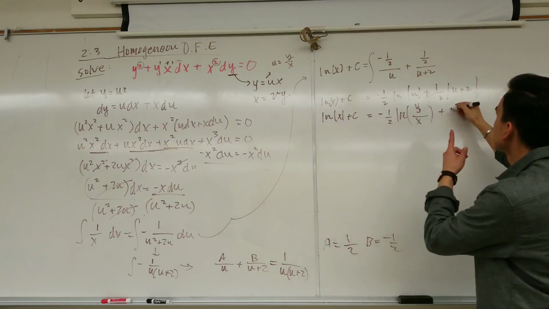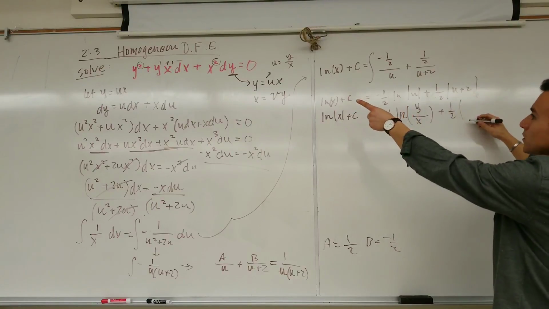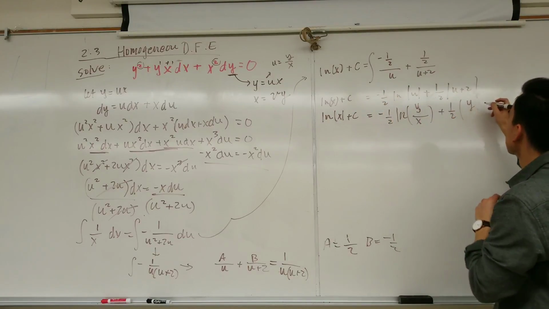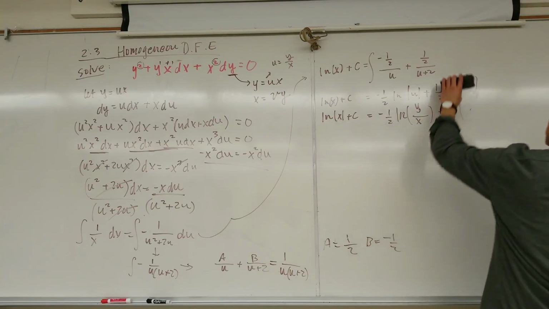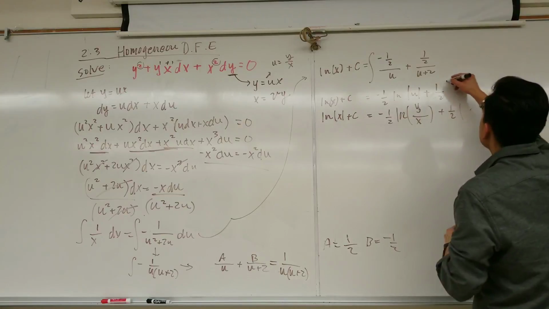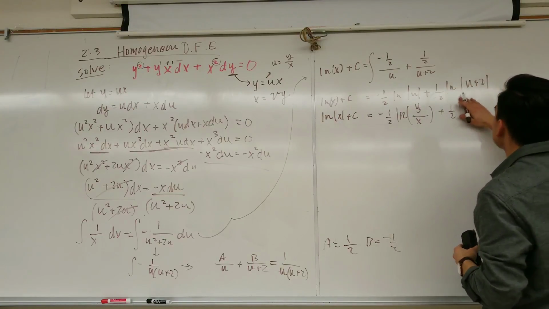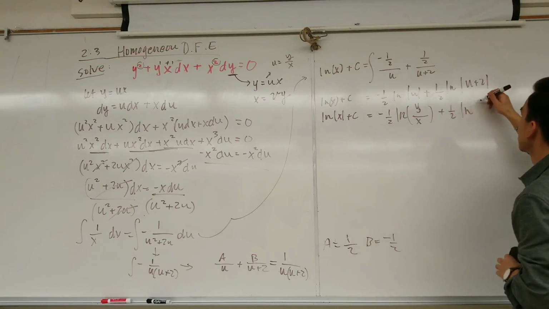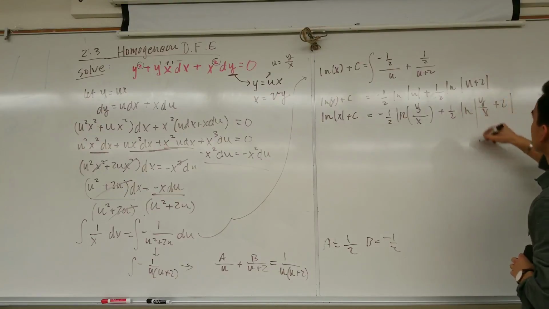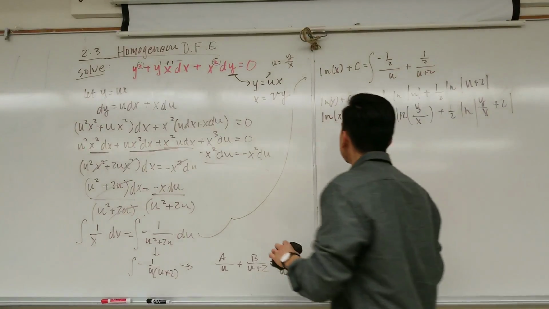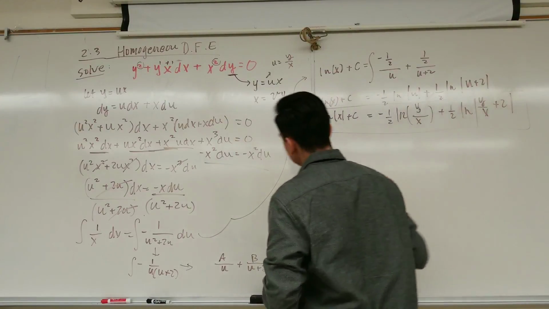And then plus 1/2 natural log, where u is equal to y over x. Oops, I forgot the natural log there. Natural log of y over x plus 2. And ta-da! There we go. And that's our answer.